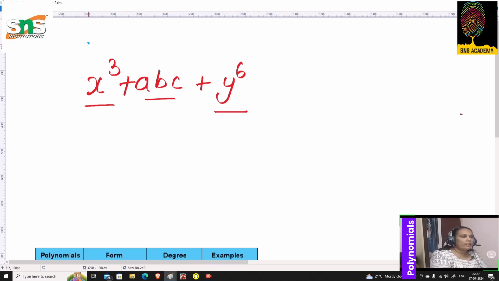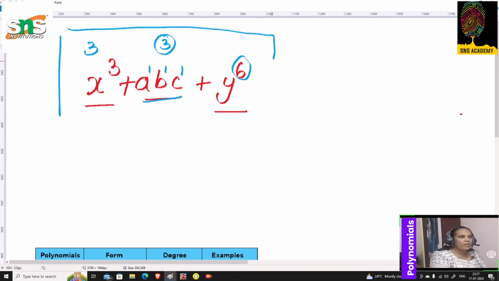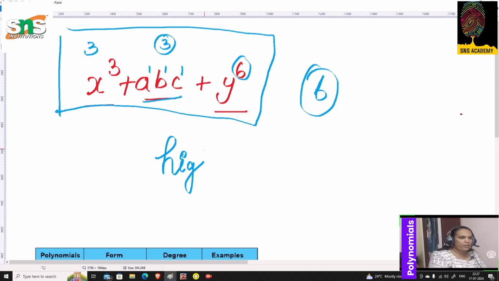In the first term, we have power 3. In the second term, we can't see the power, but the power is hidden. For a there is power 1, for b there is power 1, and for c as well. So totally for the second term, the power is 3. And in the third term, the power is 6. So for this particular polynomial, the degree is 6. Why? Because the highest power of a polynomial is what we call the degree.